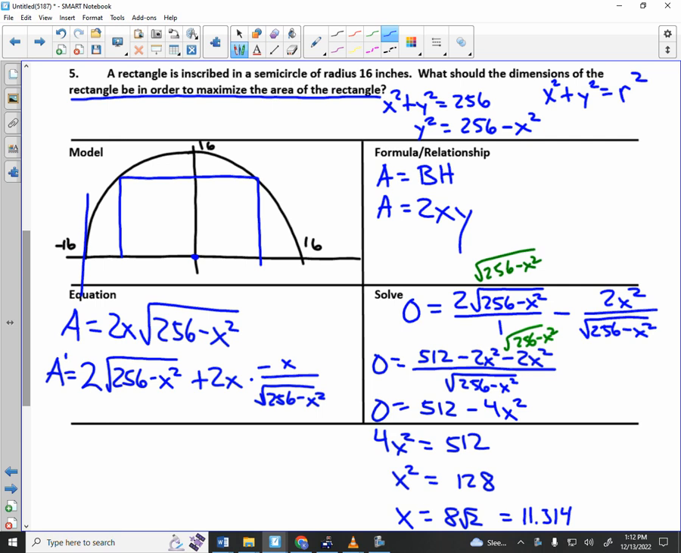So if x is 11.314, what's the length of the entire base? How would I determine that? Double it, and we get 22.628 by, and then how would I come up with the height? Yeah, we had this great equation of y is equal to the square root of 256 minus x squared. That will tell us the y value.